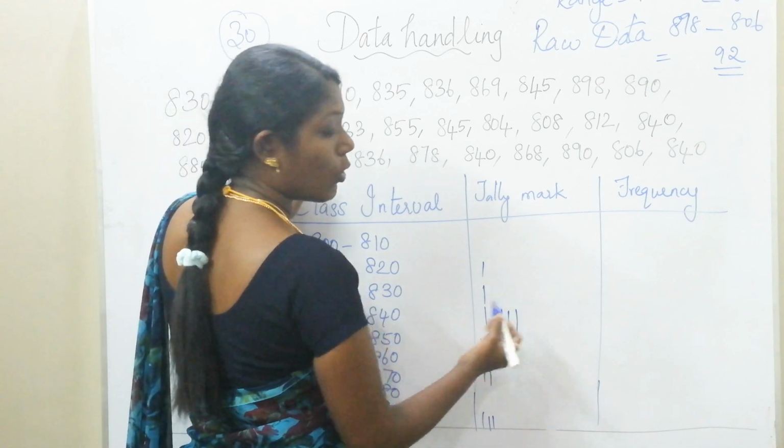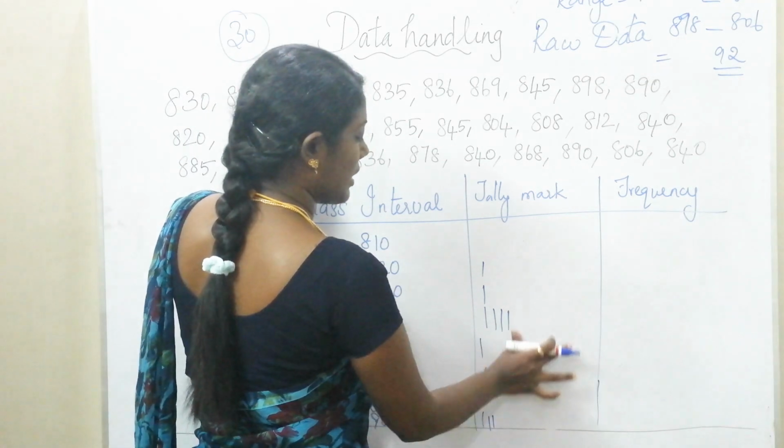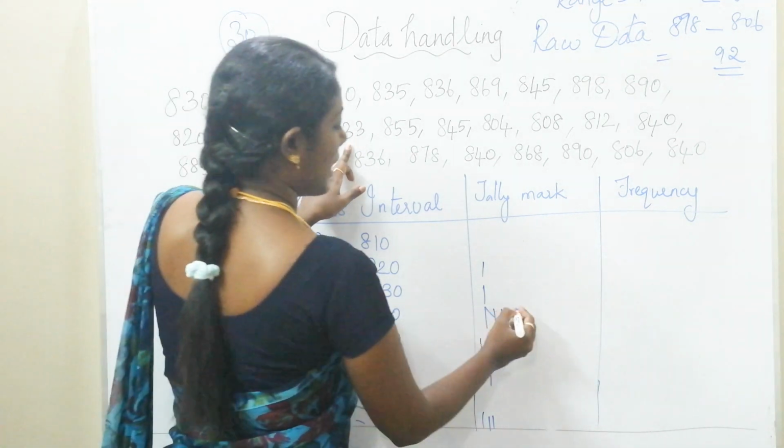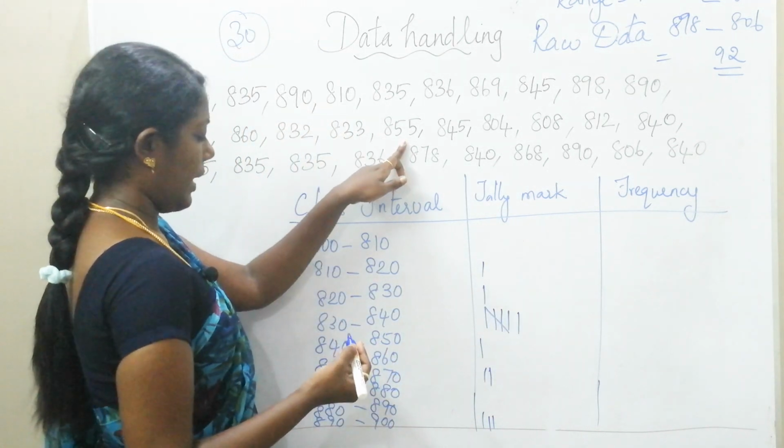For 5, I don't draw my tally mark like this. I instead cross my tally mark for 5. 833, again I start with a new beginning.